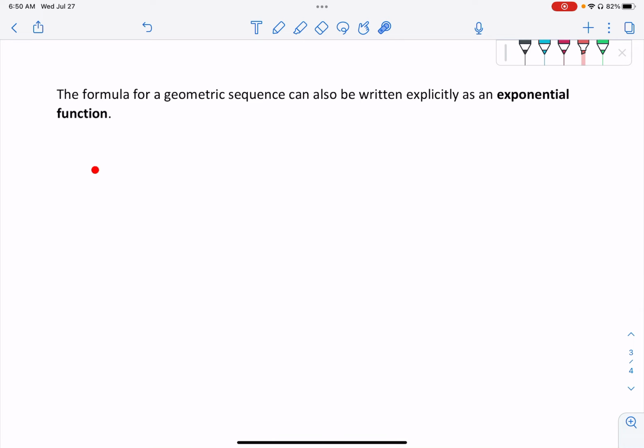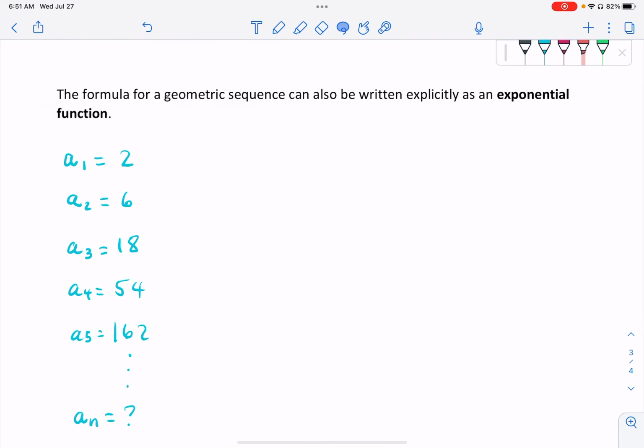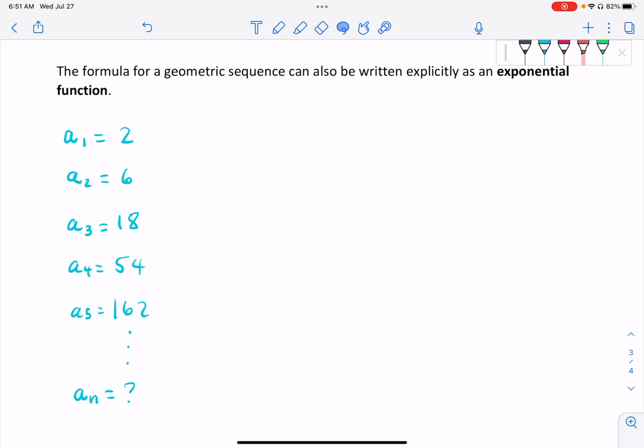So let me paste these numbers once again. So again, you can see that a geometric sequence can also be written in explicit form as an exponential function. That simply means that whenever I put in the number 5 into my formula, I get the fifth term. I don't have to know all of the stuff that came right before it. So here, let me paste these numbers again, and let's see another way to write these terms.